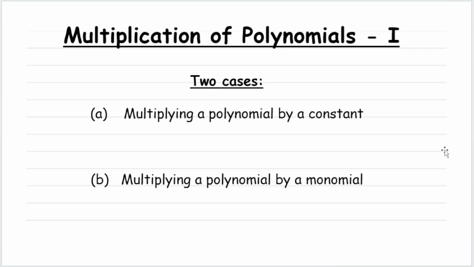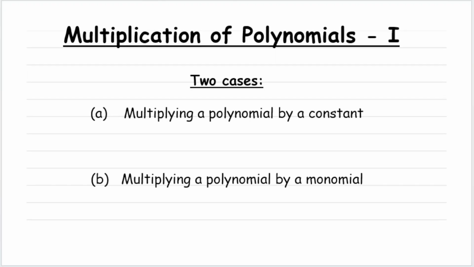of polynomials, like multiplying a polynomial by a constant monomial, or multiplying two binomials, or multiplying binomials with trinomials, and so on. So I thought to divide this complete concept in different parts. Today we will be dealing with part 1. Today I will be taking two cases: multiplying a polynomial by a constant and multiplying a polynomial by a monomial.